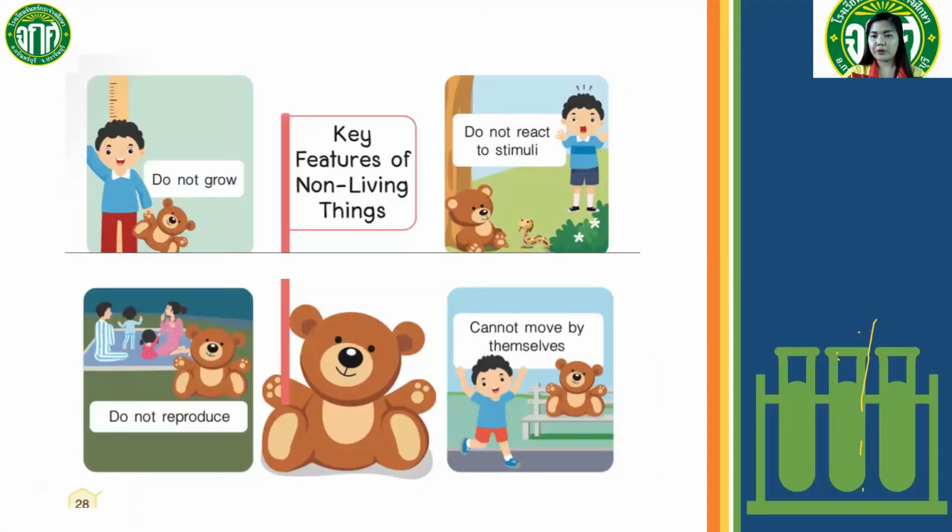They do not reproduce. They are not going to make their own young, so they cannot make a family. They cannot make their own baby. Next, they cannot move by themselves. As you can see, this teddy bear is just sitting there and it cannot walk. It cannot go to another place. While this living thing, this child, can walk and can dance.